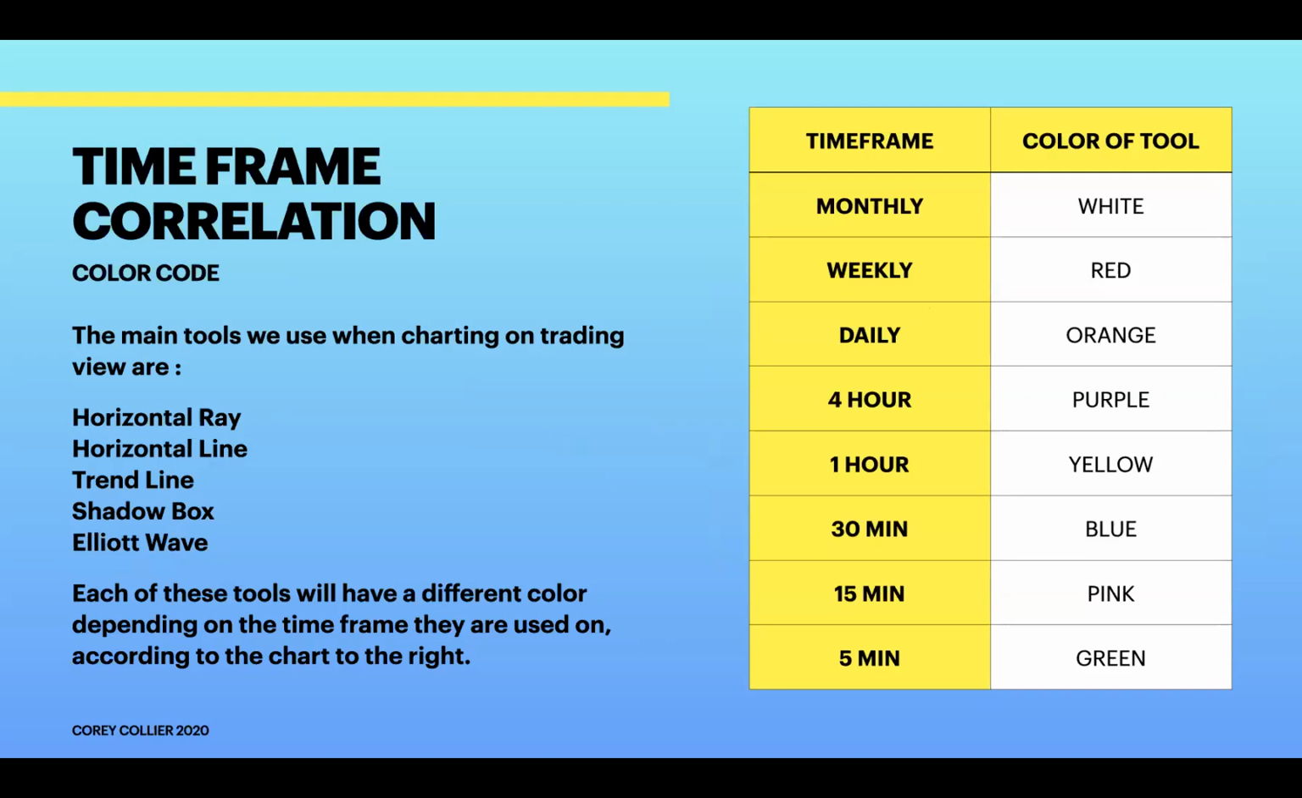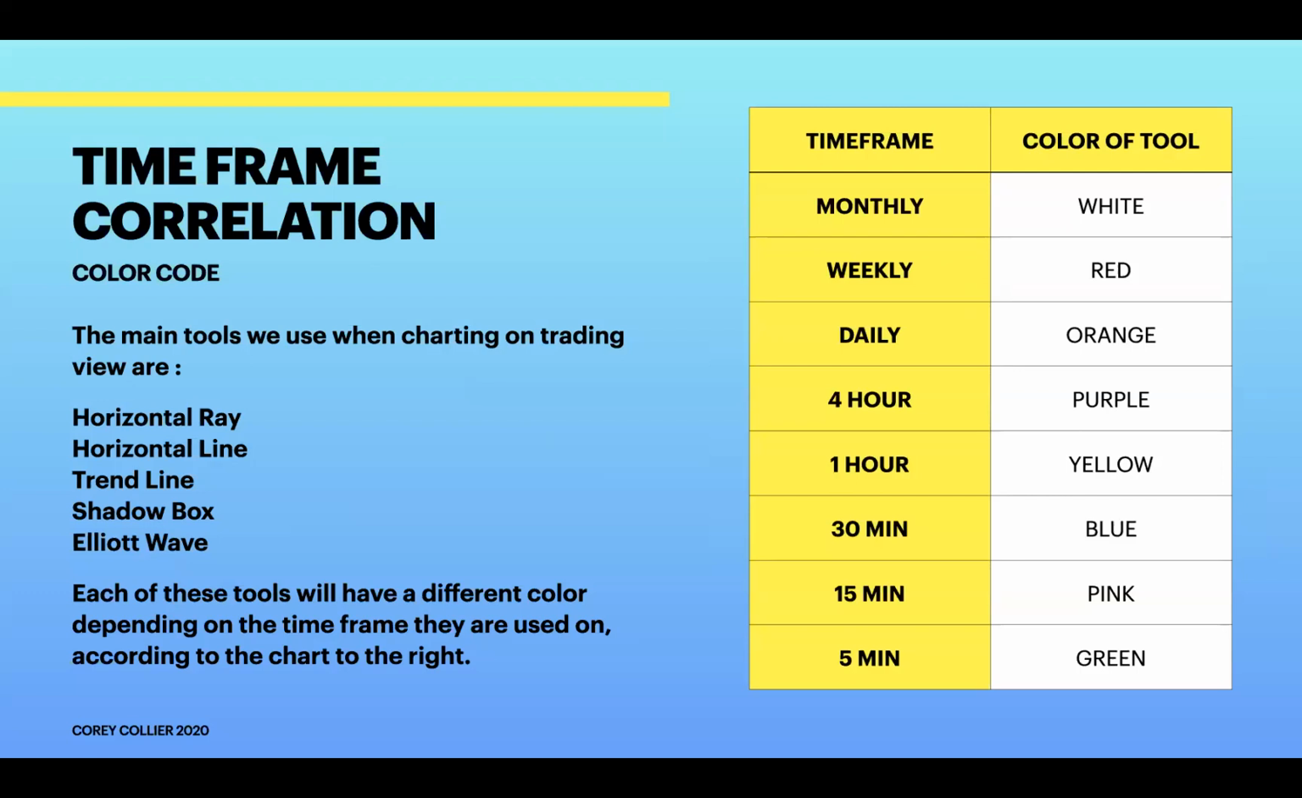Hell yeah. So, time frame correlation, right? How do we color code for this? How do we understand what we're actually looking at? And this is why I've been using color codes, because different time frames take precedence over one another, basically, right?